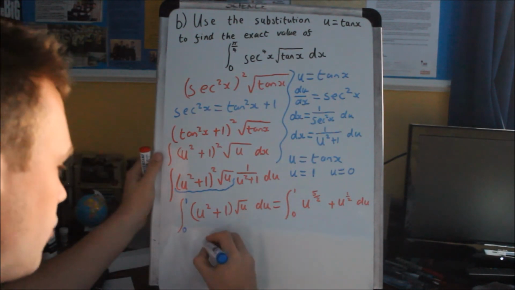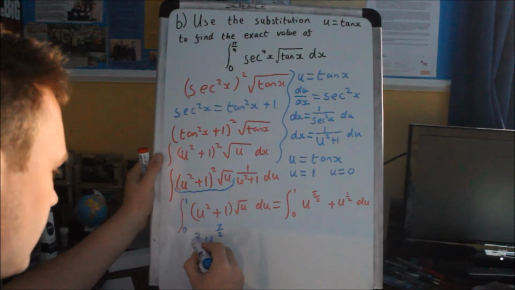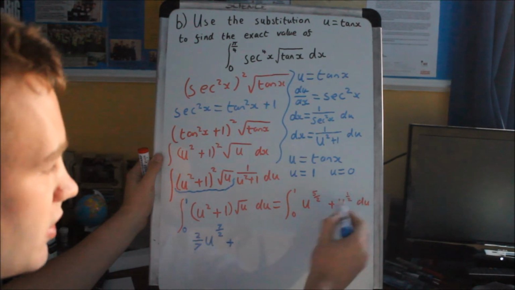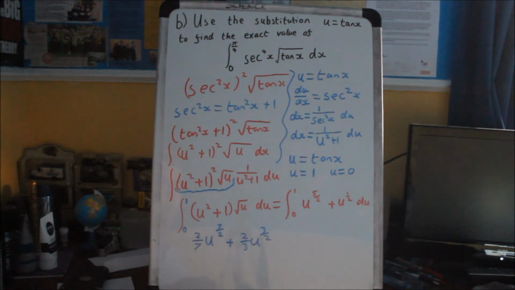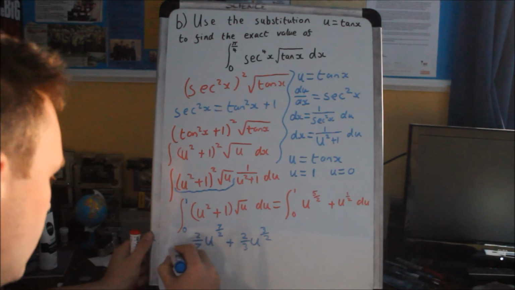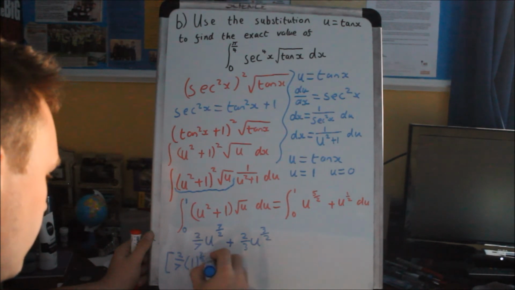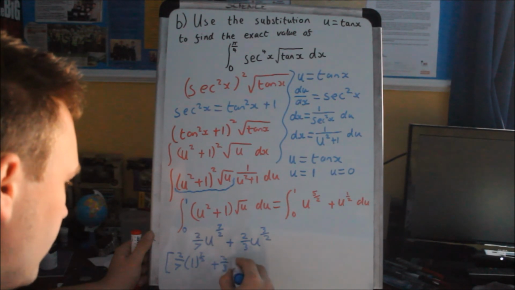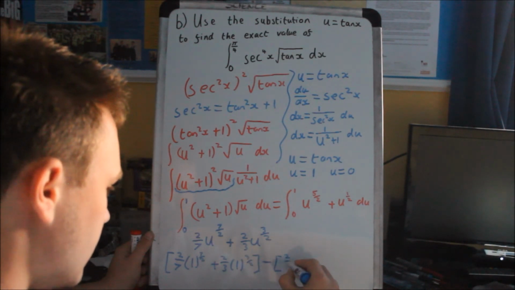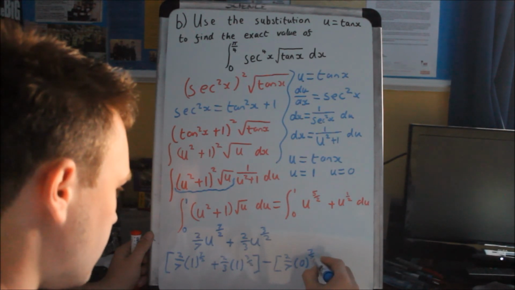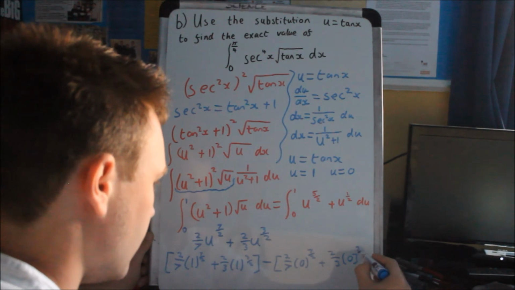So what we do is we add 1 to the power, we'll get u to the 7 over 2, and then we divide by 7 over 2, so it's 1 over 7 over 2, which is 2 sevenths, plus, then we add 1 to the power here, so we're going to get u to the 3 over 2, then we divide by that, so it becomes 2 over 3, u to the 3 over 2. So then we put in our two values, so we get 2 sevenths, lots of 1 to the 7 over 2, plus 2 thirds, lots of 1 to the 3 over 2, minus, and then you swap them all for naught, so we get 2 sevenths naught to the 7 over 2, plus 2 thirds naught to the 3 over 2. That's supposed to be a rounded bracket there.